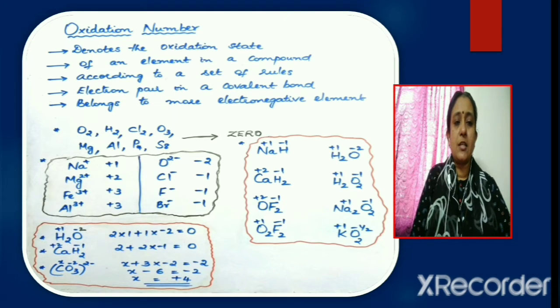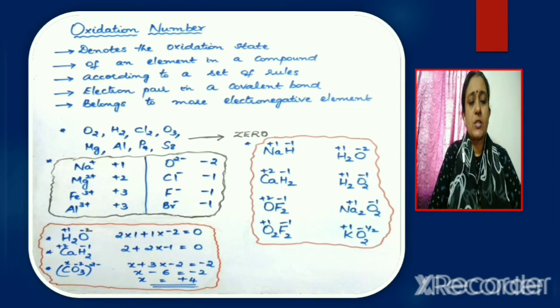For elements like oxygen and hydrogen, whether in the combined state or in the free state, it is assumed that the oxidation number of each atom is equal to 0. Thus, in oxygen, hydrogen, chlorine, ozone, magnesium, aluminium, phosphorus and sulfur, each atom has been assigned an oxidation number equal to 0.